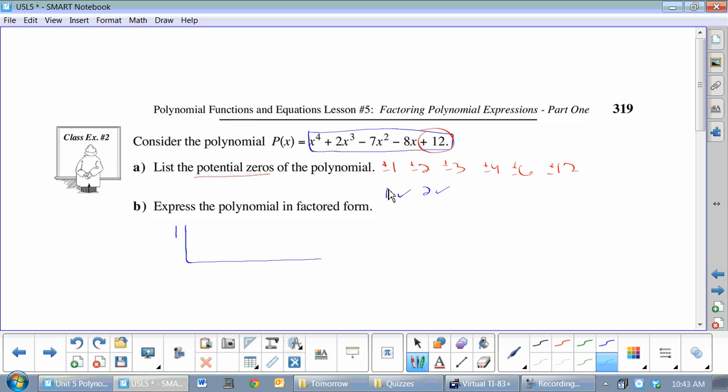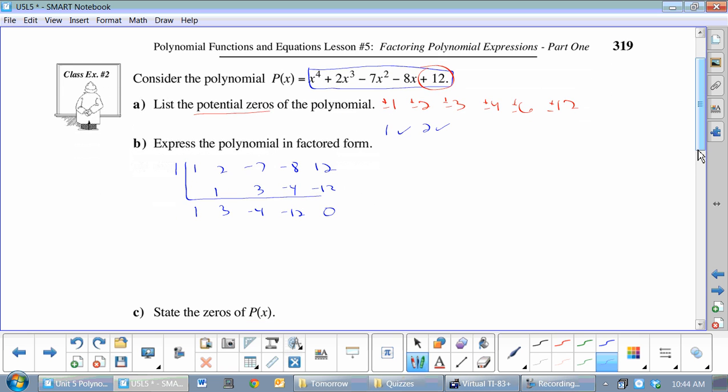So I'm putting 1, 2, -7, -8, 12. Everybody's there. Nobody's missing. I don't have to put any zeros. Drop the 1. 1 times 1 is 1. 2 plus 1 is 3. 1 times 3, 3. Negative 7 and 3, negative 4. Then a negative 4 up there. Negative 12. 1 times negative 12 and 0. Okay? So that works, but that's not what I was going for.